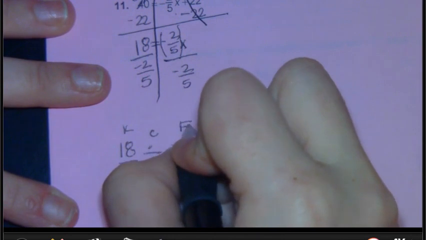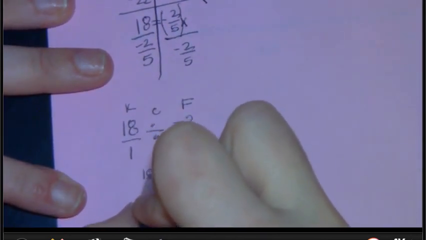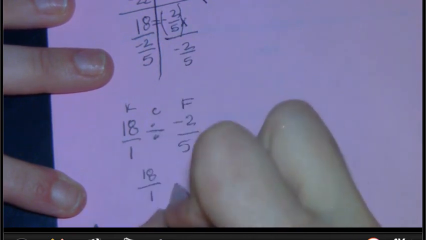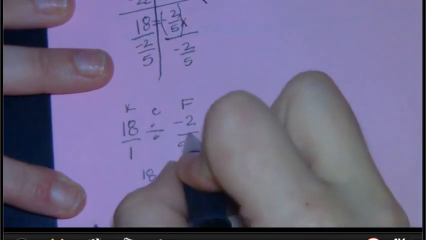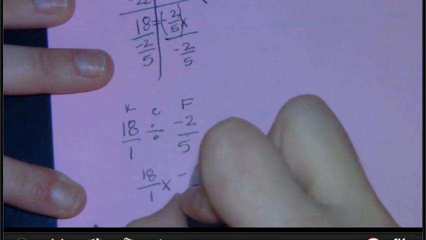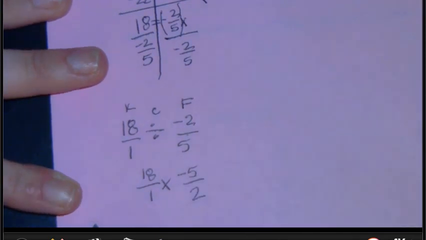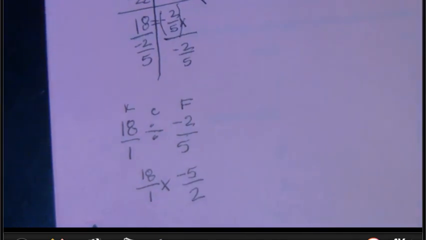Okay, so this is a division problem with fractions. So I need to turn 18 into a fraction as 18 over 1. And I'm going to do keep, change, flip. So I'm going to keep the first term of 18 over 1, change division to multiplication, and flip my numbers. Take the reciprocal.